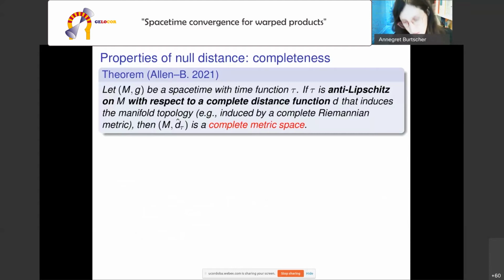And another thing: I argued in the beginning that one of the first results that you have for Riemannian manifolds is that metric completeness is equivalent to geodesic completeness. Now, we don't really get that. There's no such obvious connection. But we can still understand completeness as a metric space. And what we showed is that if you pick a time function that is globally anti-Lipschitz with respect to a complete metric, so a complete Riemannian metric, for instance, then the manifold with respect to the null distance is also a complete metric space. So there is a little bit understood about that already.